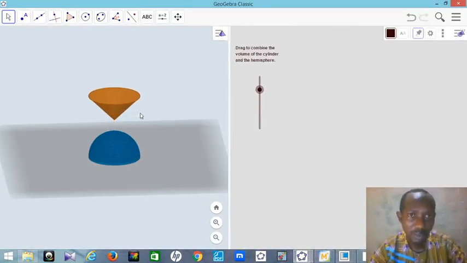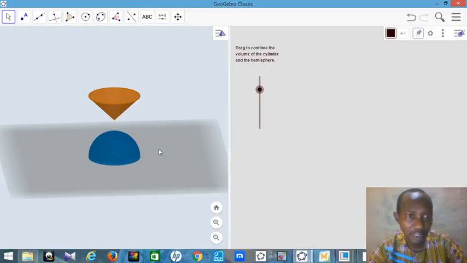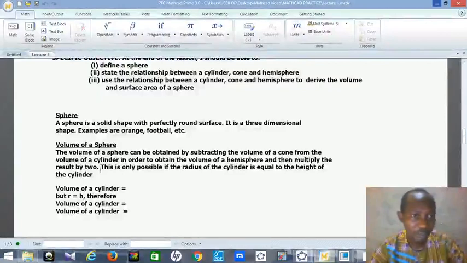This is a good picture that when you put it in your memory, you don't need to memorize the volume of a sphere. You can easily remember it by just subtracting a cone from a cylinder. You will get a hemisphere, then multiply the hemisphere by 2, and it will give you a sphere. So if we go back to our write-up, that's what we tried to do here.